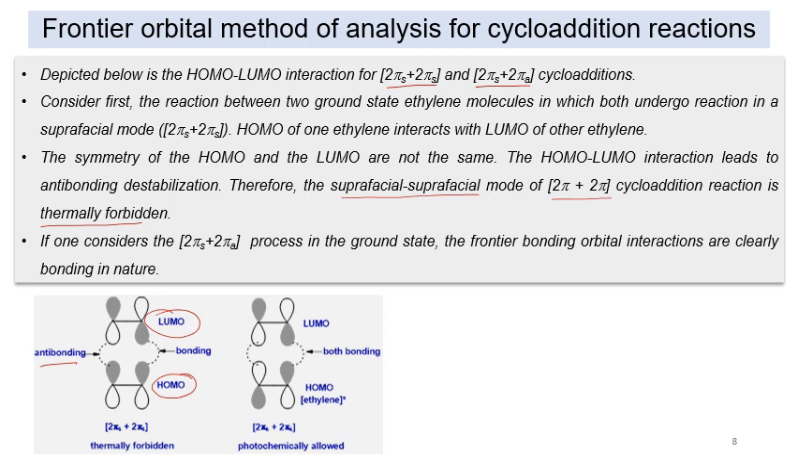What happens when we consider this in a 2π suprafacial plus 2π antarafacial process in the ground state? That means in the thermal reaction. We can see that now both of these are actually bonding interactions, right? So the process 2π suprafacial plus 2π antarafacial in the ground state is clearly bonding in nature.